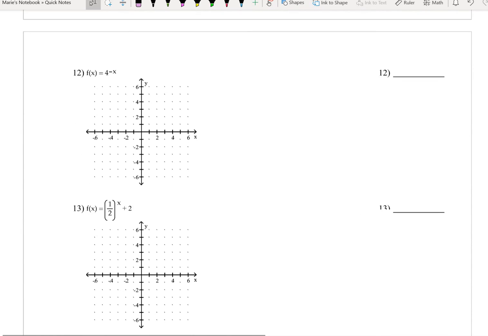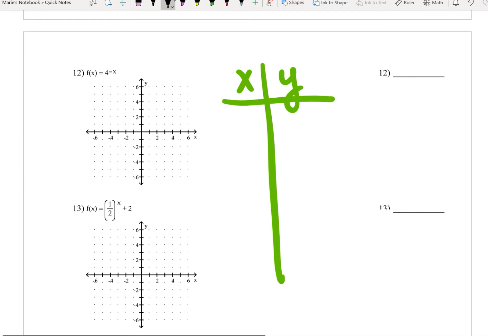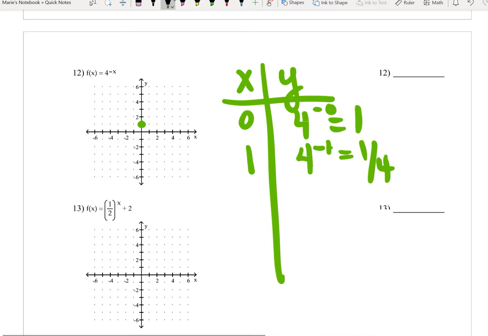Alright, and the next one, you have 4 to the -x. Here's the thing. Again, I create the xy grid. When x is 0, I have 4 to the -0, which is equal to 1. Again, I already know that. If I have a +1 on this particular example, this becomes 4 to the -1, which is 1/4. So I know that this is declining on this side.